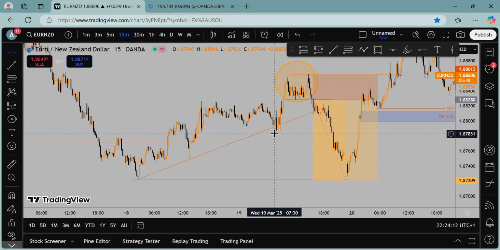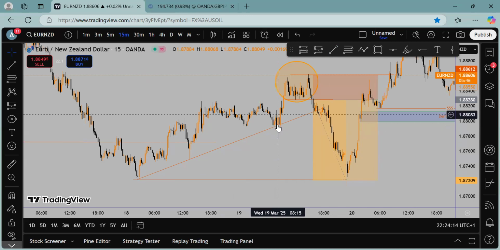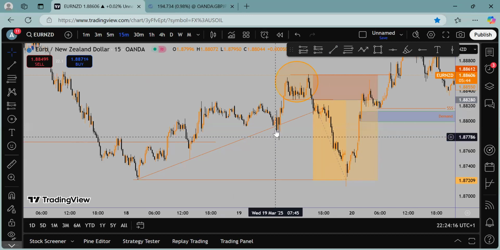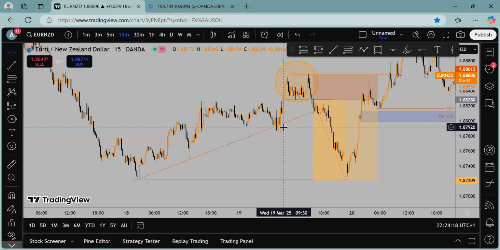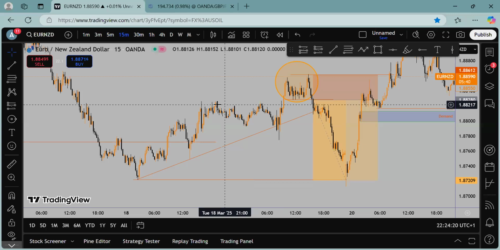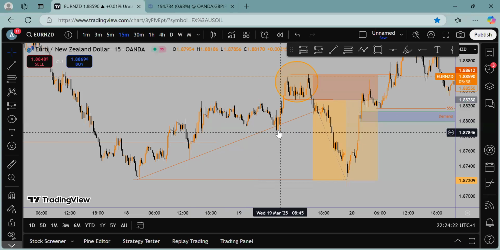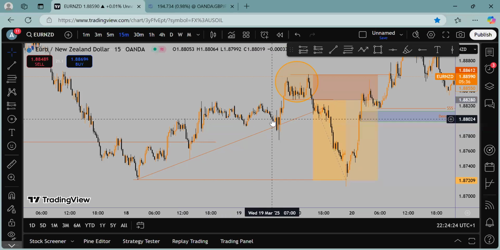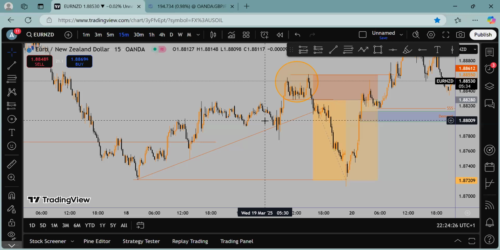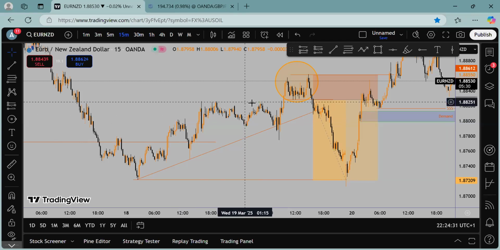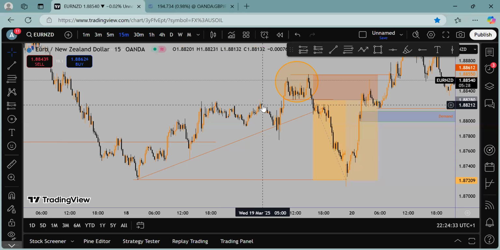This one was a fake out to make people sell early. People would have entered this trade early and sold because they see that this high did not take out this high. Anybody that sold here, I won't blame the person. But somebody that knows what he's doing will know that the first move is always an inducement.